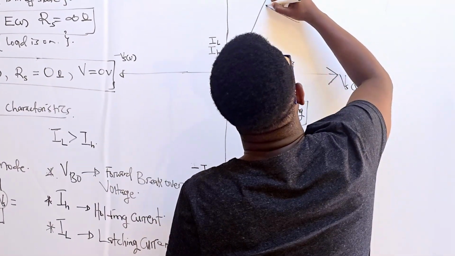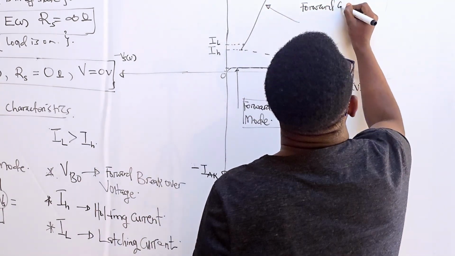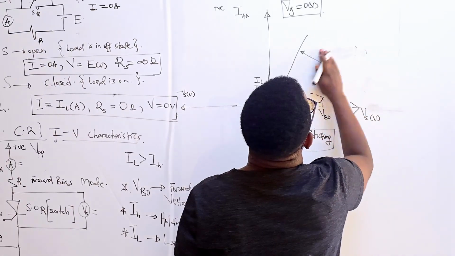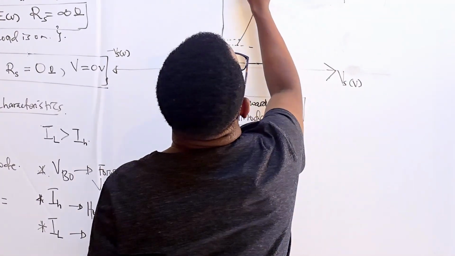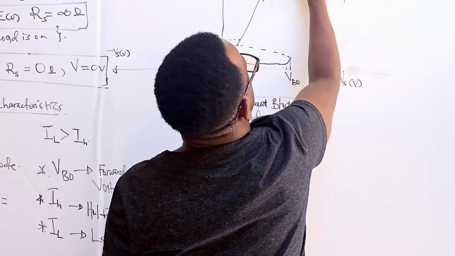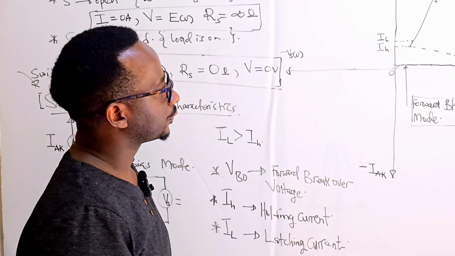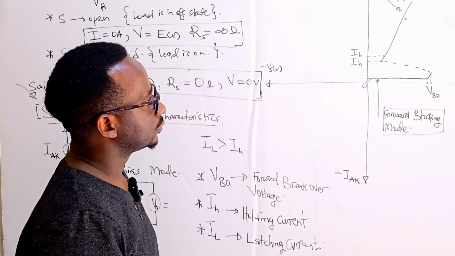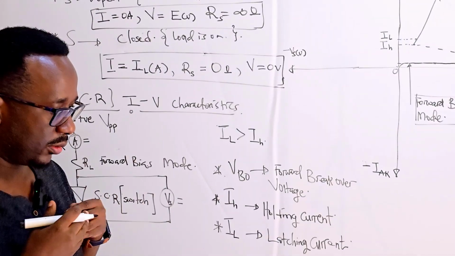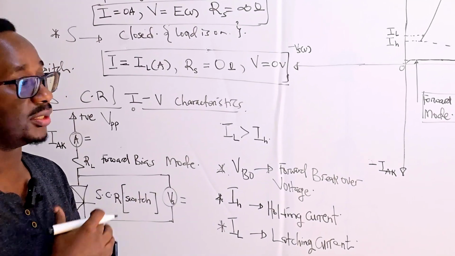So this region represents what we call the forward conduction mode. The device conducts almost instantaneously because it's now a switch. That means it will let as much current through as is needed.